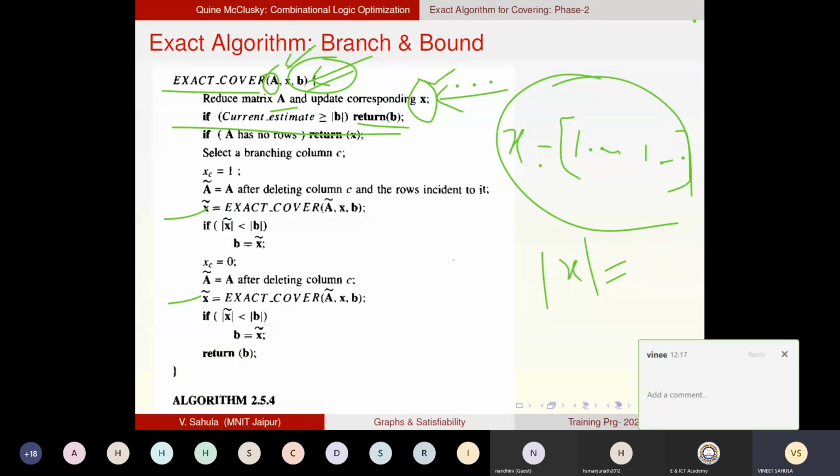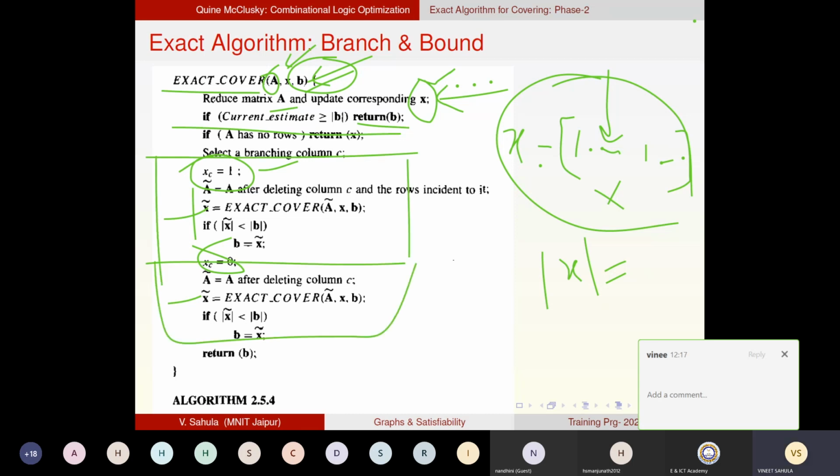Exploring means I have to choose any column, C column, out of this unknown column. I have to say I choose that column. So do this. Or if I don't choose that column, this is a decision. So it has only 2 parts. Choosing a column is here, not choosing a column is here. And if I choose that column, my matrix A will be updated, and I have to call this algorithm recursively again with a reduced size.